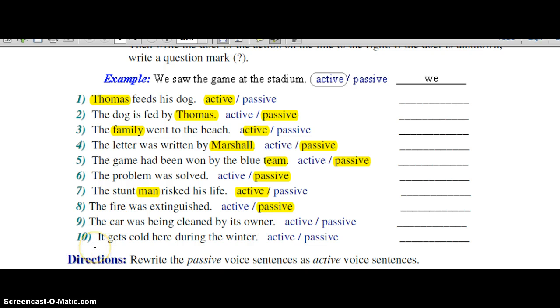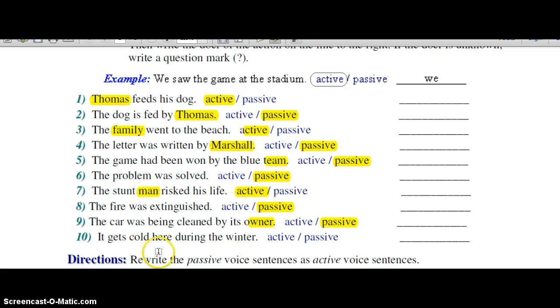Number 9, the car was being cleaned by its owner. All right, so I see car is sitting in the subject part of the sentence, but I know that a car can't clean itself, so I need to ask myself who's truly doing the cleaning here, and so that would help me to see the owner should be doing the cleaning. So this really should have said, the owner cleaned the car, and that would give me, as of right now, it's in passive. The owner cleaned the car would be active.